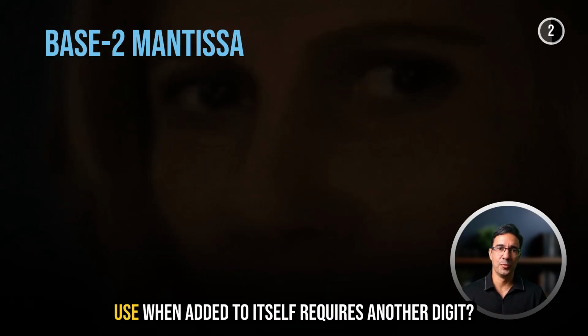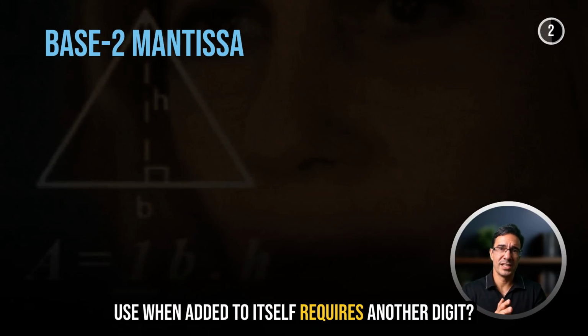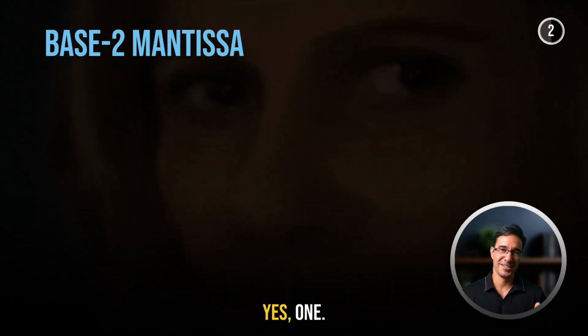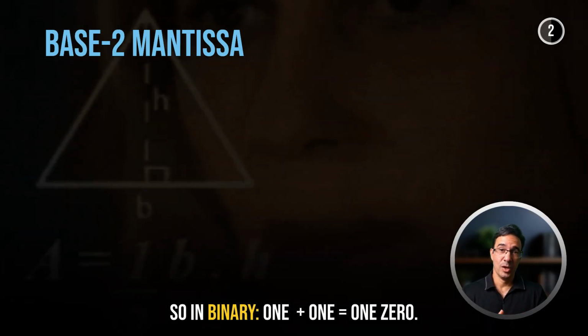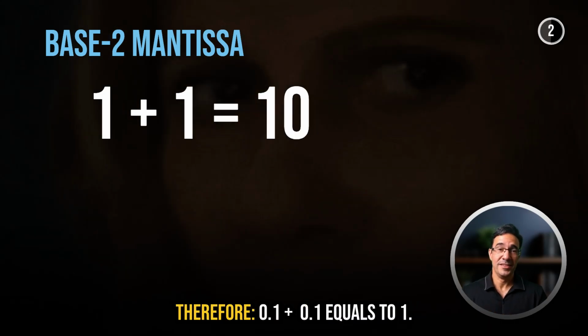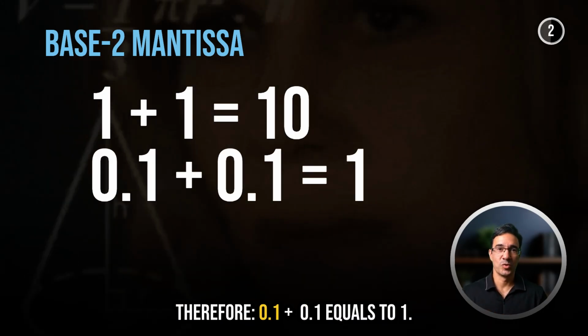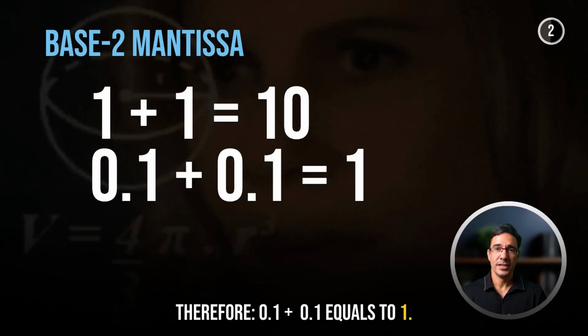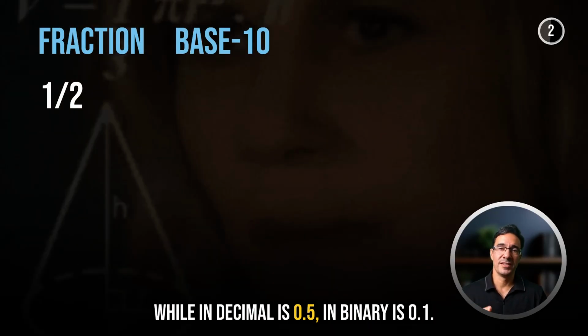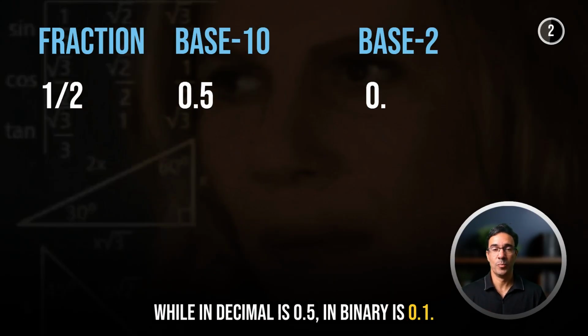What number do we use that, when added to itself, requires another digit? You have a 50% chance to guess right. Yes, 1. So in binary, 1 plus 1 equals 10. Therefore, 0.1 plus 0.1 equals 1. This way we can determine that half, while in decimal is 0.5, in binary is 0.1.